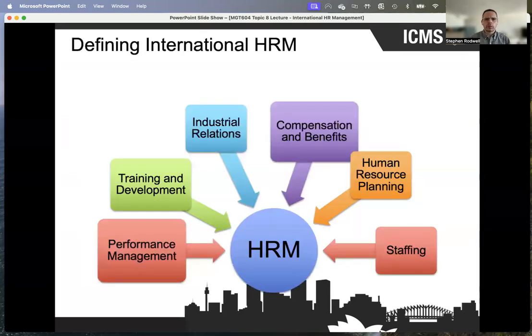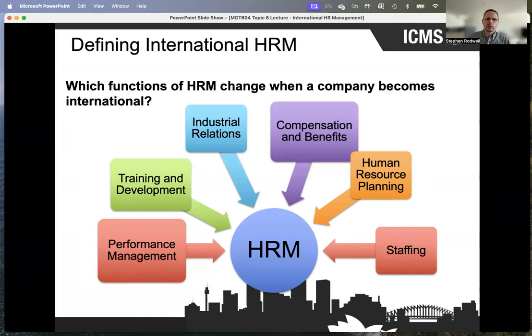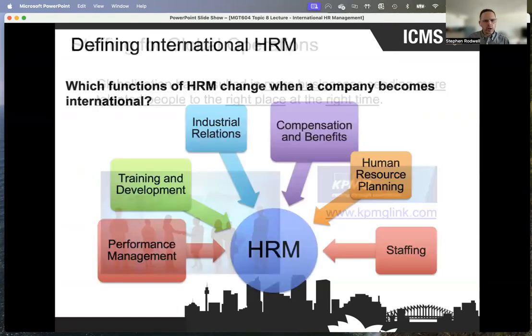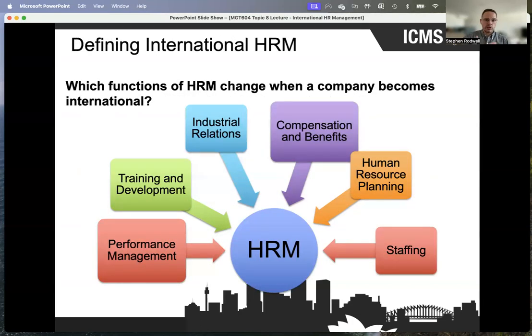So, defining international human resource management. There's performance management, there's training and development, there's industrial relations in different countries, compensation and benefits. Again, that can be quite a complex topic that we'll talk about in a bit. Human resource planning aspect of it, and effective staffing of all offices, including international human resource requirements. So what changes? To be honest, all of these things are still there when we go to international locations.